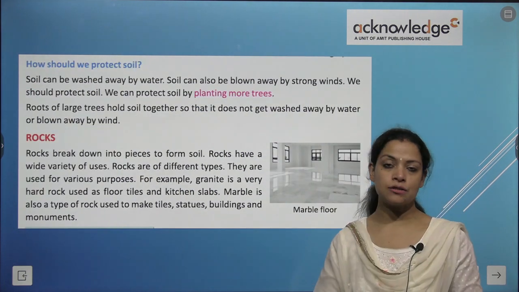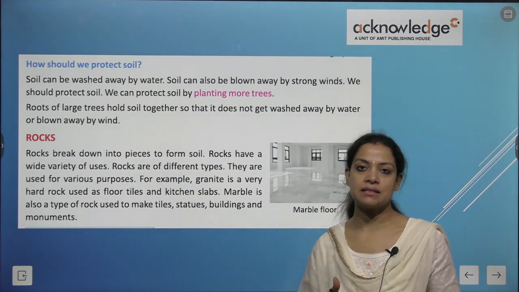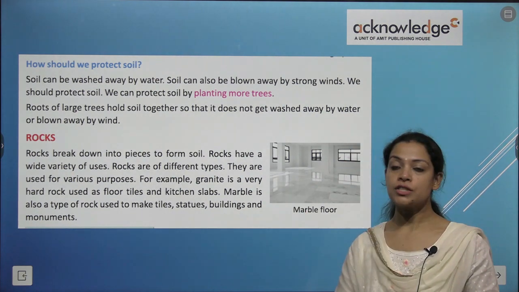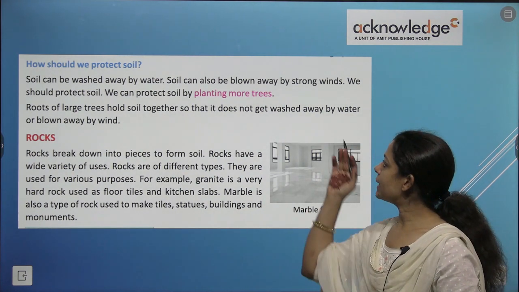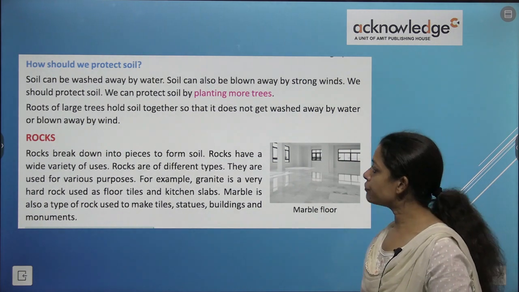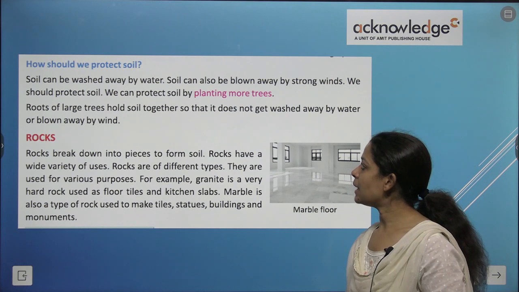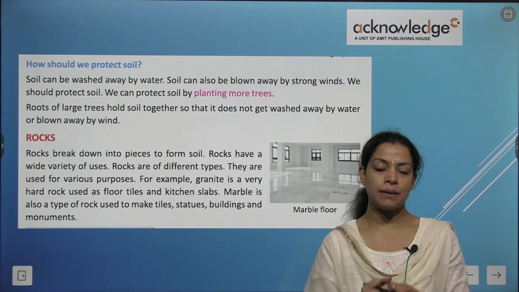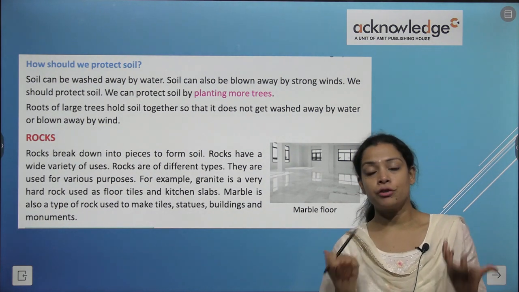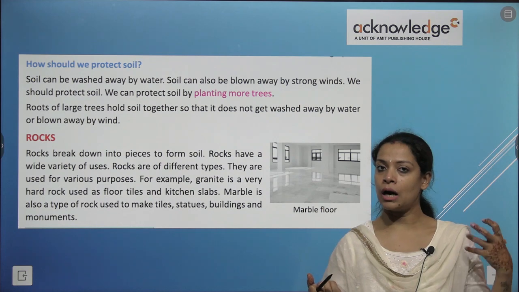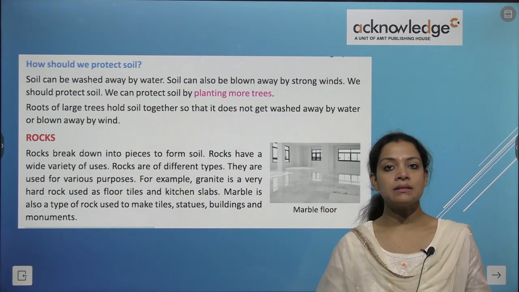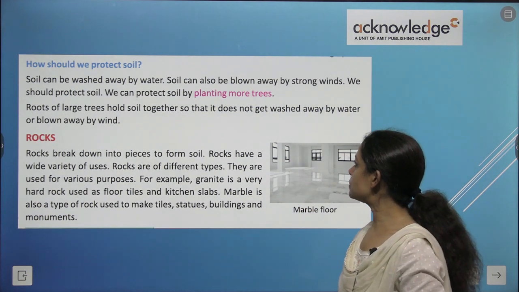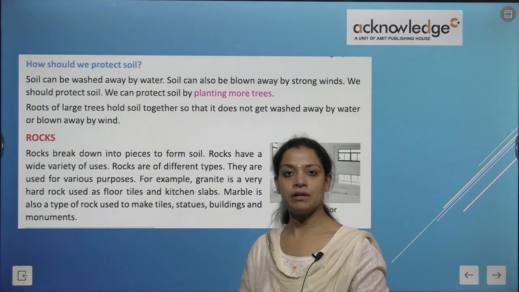Now how should we protect soil? Now God has blessed us, nature has given us soil. Our duty is to protect the soil. How? So it can be washed away by water. Soil can also be blown away by strong winds. We should protect soil. We can protect soil by planting more trees. Roots of large trees hold soil together. आप जितना plants grow करेंगे, जितना afforestation करते हैं हम, however trees we are growing, so what happens? Soils will be intact with the help of roots of the trees. So it does not get washed away by water or blown away by wind.